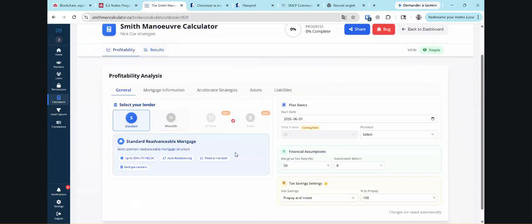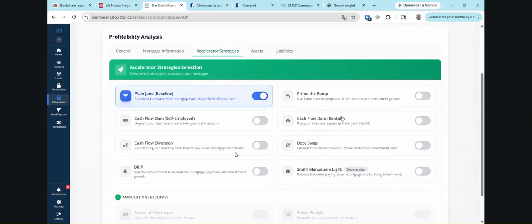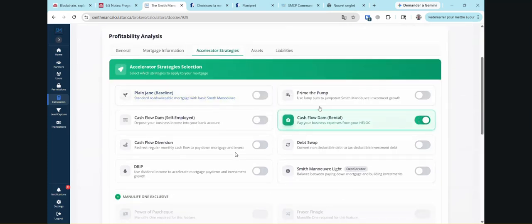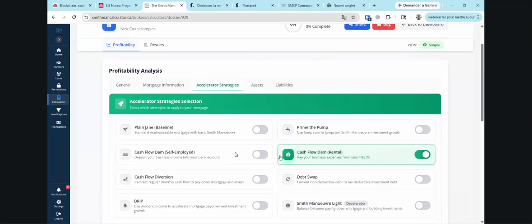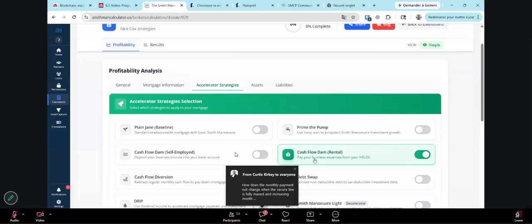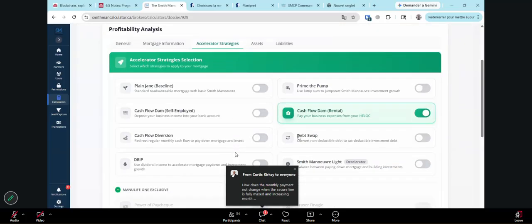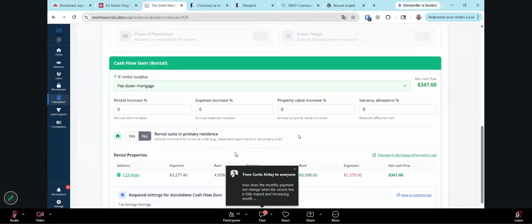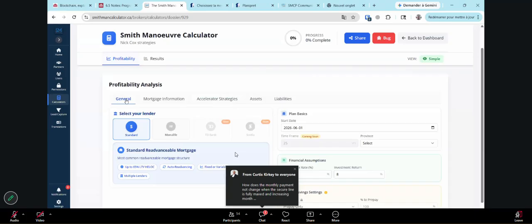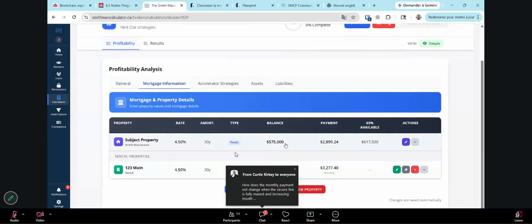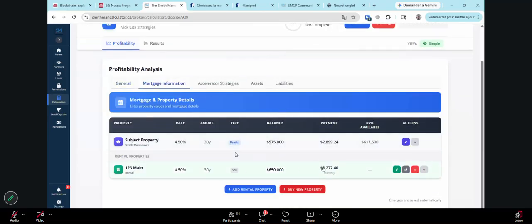No, I was going to say, finish on the cash flow dam, because for everyone in the room here, the cash flow dam is going to be one of the most relevant strategies for you, because the underlying investment is a rental property, and as mortgage professionals, we have clients that have rental properties, so it's very relevant for everyone here. So in this example, remember we had a rental property. If you go to general, we had this mortgage information, we had this rental property that the client had.